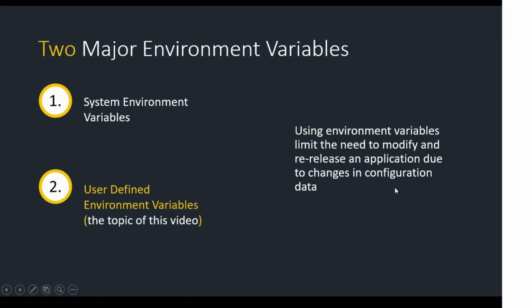Environment variables are important in software development and deployment of machine learning or data science models because they limit the need to modify and re-release an application due to changes in the configuration of the data. So that's why it's important that these environment variables are kept outside of the code that's used to create the application, so that if there are any changes to the username, or you bring a new person on to access the environment of the application, then there is no need to go into the code and refactor the software. You can just change the environment variables outside.